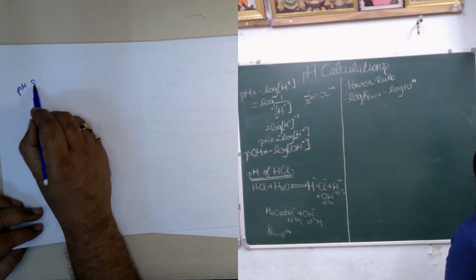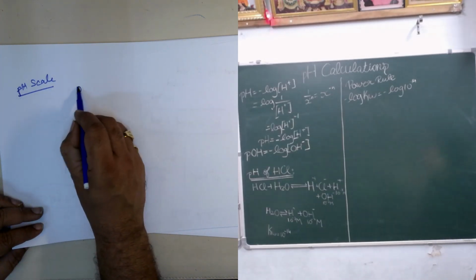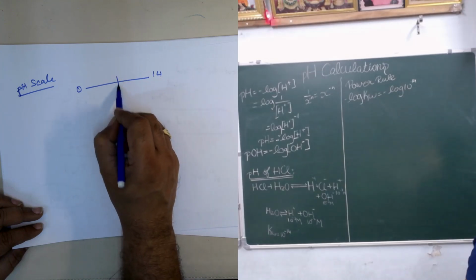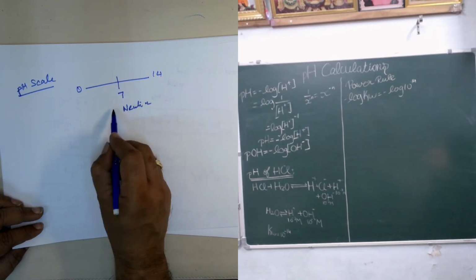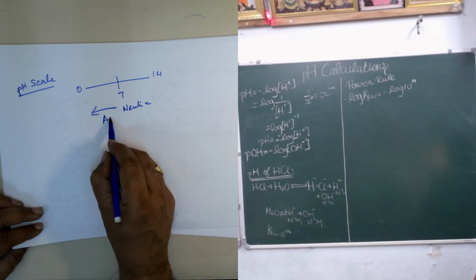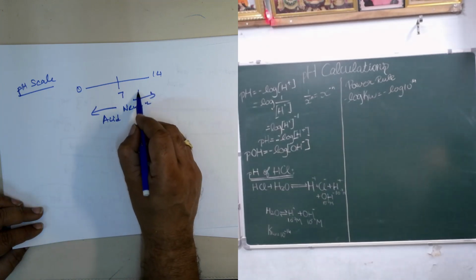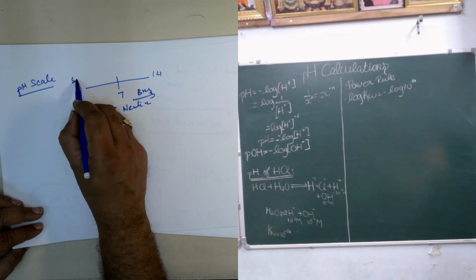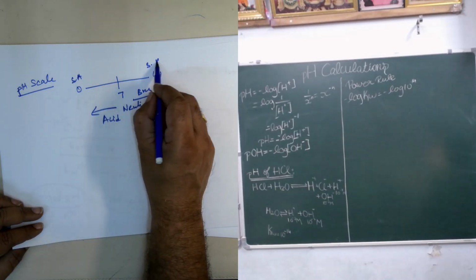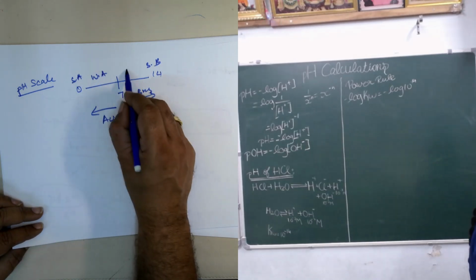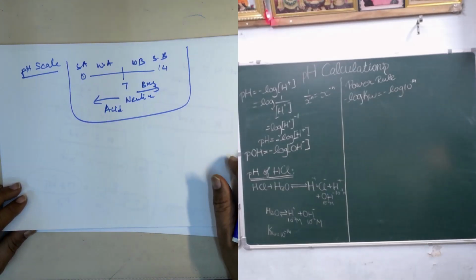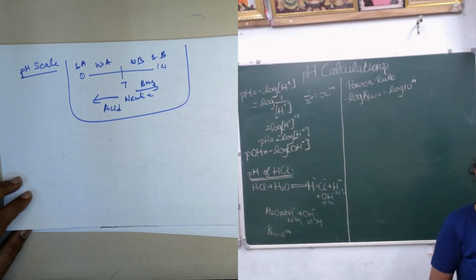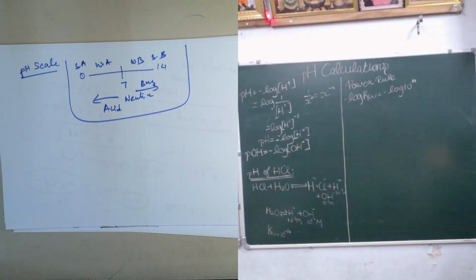pH scale is 0 to 14. At the center, you have got 7, that is the neutral point. Below which you have acid, and above this you have base. So this is strong acid and this is strong base. This is weak acid and this is weak base. So this is called the pH scale. Okay. So let us try to work out some problems based on this pH and pOH.